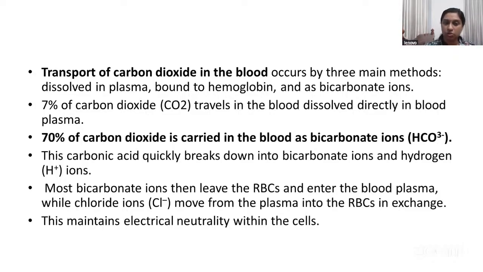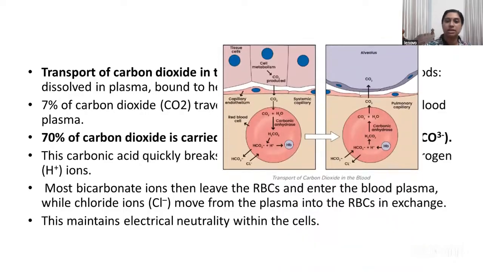Transport of carbon dioxide in blood occurs by three main methods. It can dissolve in plasma, it can bind to hemoglobin, and it can be carried as bicarbonate ions. About 7% of carbon dioxide travels in the blood dissolved directly in the plasma, and about 70% is carried in blood as bicarbonate ions. There is a mechanism called the chloride shift or Hamburger shift. The carbonic acid breaks down into bicarbonate ions as well as hydrogen ions, and usually these bicarbonate ions then leave the RBCs. I will explain using this diagram.